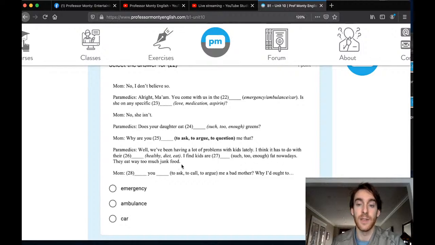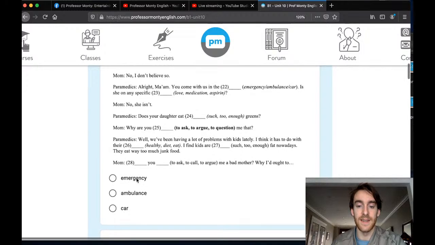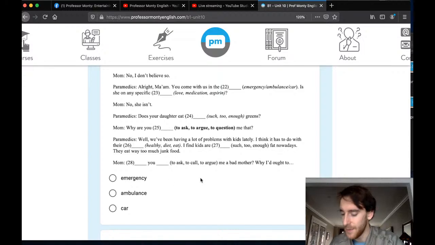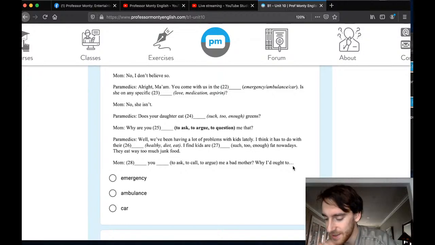I find kids are too fat nowadays. They eat way too much junk food. And the mom says, "Are you calling me a bad mother? Why I ought to." So Takeshi says, "Did you call me a bad mother?" And Jonathan says, "Did you call as well?" I think in this case, because it's going back and forth, the expression we use a lot in English is, "Are you calling me a liar?" If you're having a conversation, that's a common one, guys.